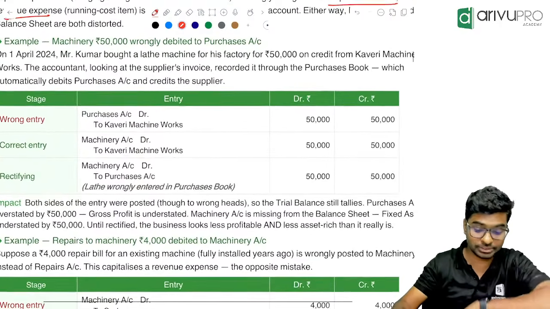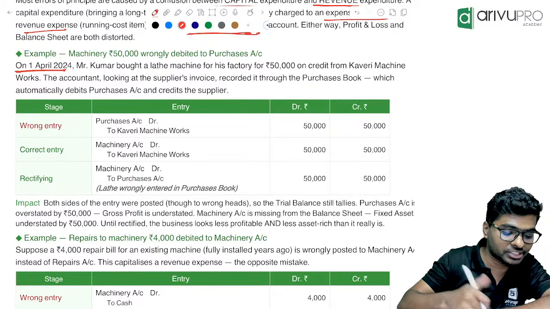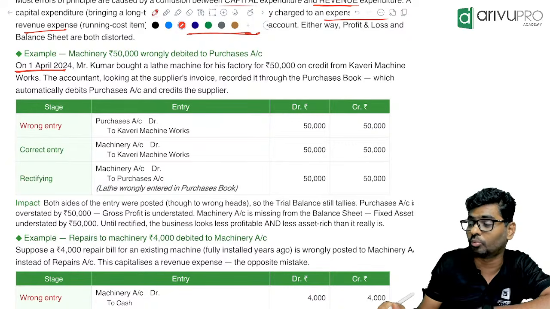Now we will try to understand one by one. Now look into this. On 1st April, online folks, did you understand? Just put a thumbs up if you have done it. So I'll move to the example.